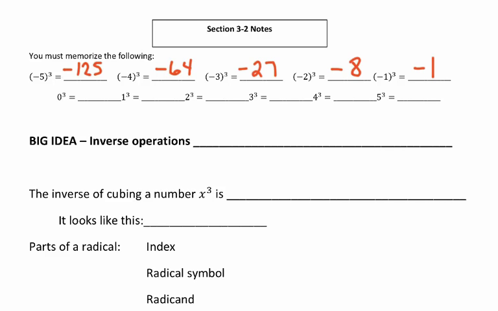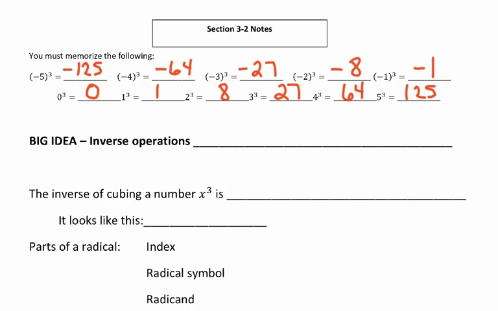0 to the third power is 0. 1 to the third power is 1. 2 to the third power is 8. 3 to the third power is 27. 4 to the third power is 64. And 5 to the third power is 125.